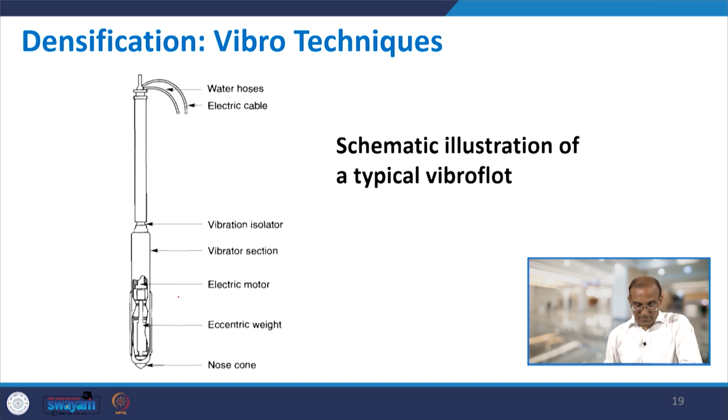So, there is an electric motor which is run by electricity, then you have an eccentric weight here, and this eccentric weight is used for vibration. The diameter of this is about 30 to 45 centimeter, while its length is about 3 to 5 meter. So, it is quite long, almost 2 stories.